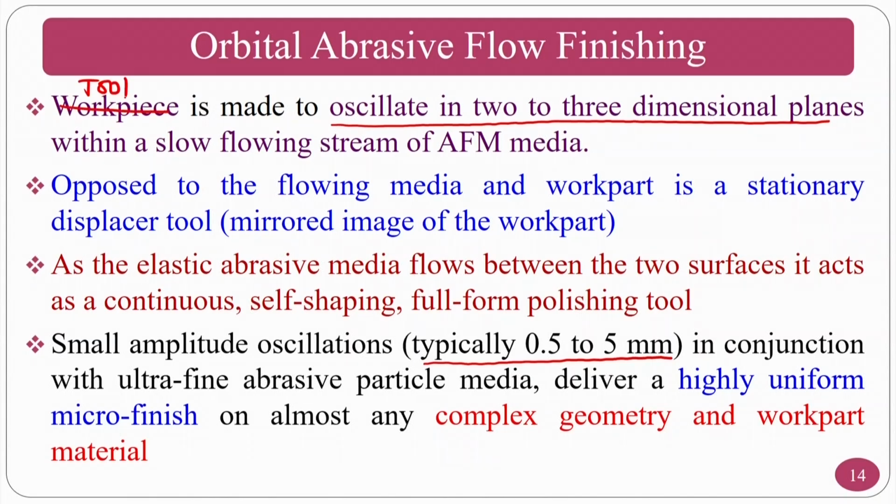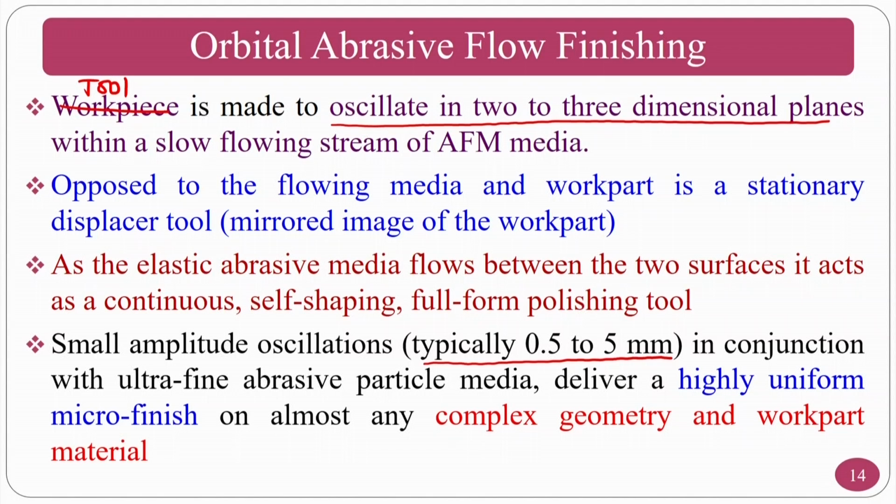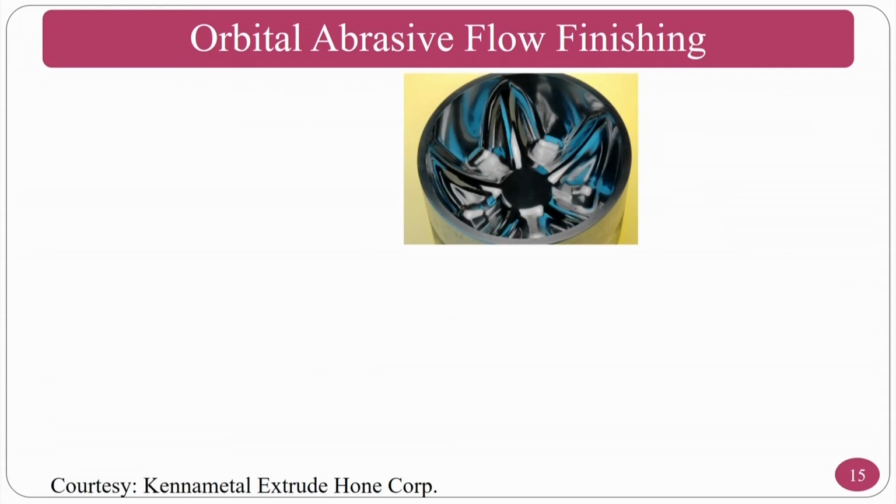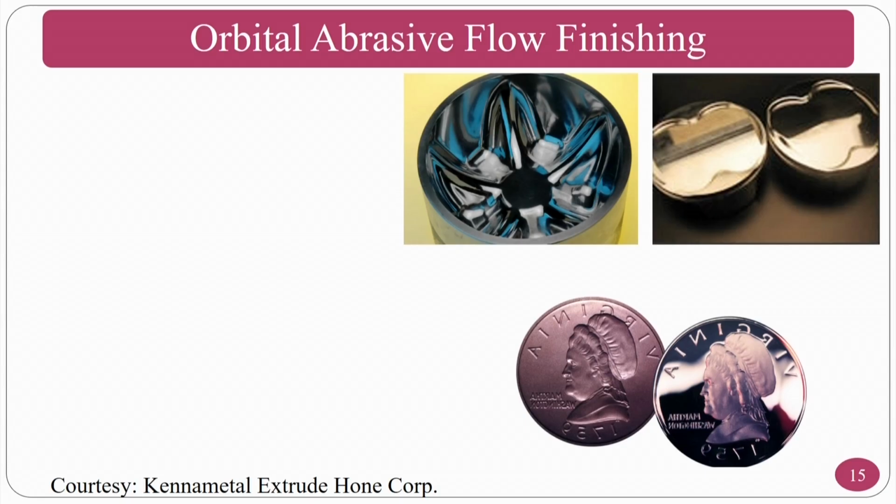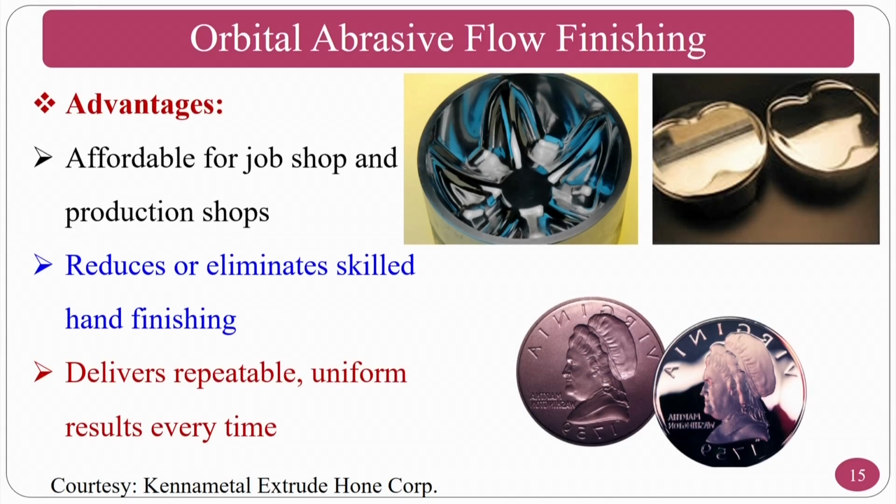Normally the tool is made to oscillate or given orbital motion. Then the workpiece is stationary, and in between, the medium will try to reciprocate. Because of these multiple actions of the tool as well as the abrasive medium, the workpiece will be finished to micro to nano level. So, the simple to complex surfaces that one can finish using the orbital abrasive flow finishing process are these. You can finish this type of dies which are shown, and at the same time coins also can be finished.